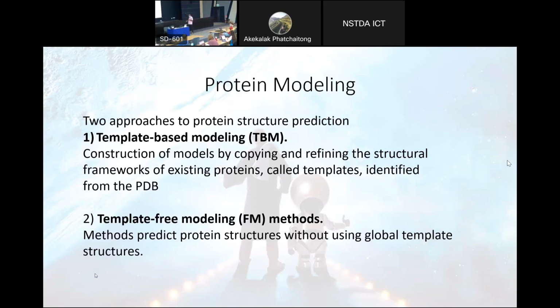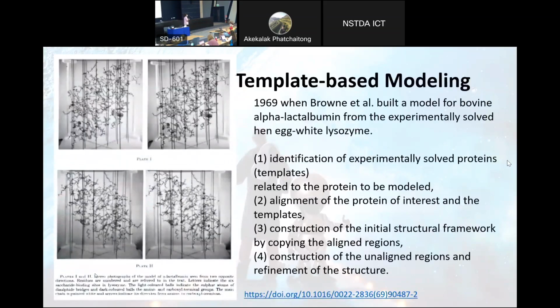The first instance of template-based modeling was in 1969.